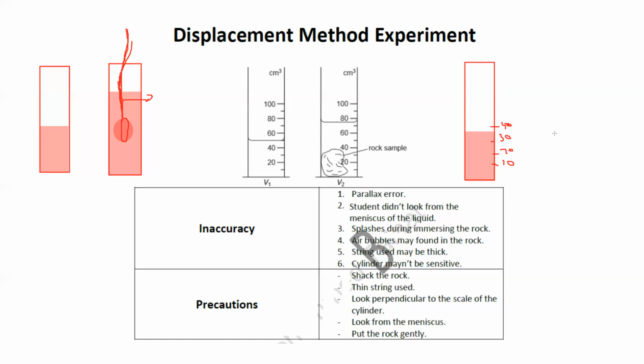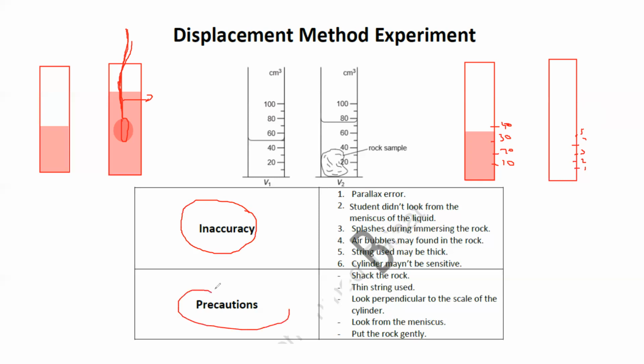So we prefer to use a more sensitive measuring cylinder. What is the meaning of a more sensitive measuring cylinder? It will have a greater gap between the markings, as well as all the markings should be there. Like there should be 1, 2, 3, 4, 5, 6, and so on. When all the numbers are there on the measuring cylinder, it will be more sensitive. So these are some possibilities which lead to inaccuracy in this experiment.